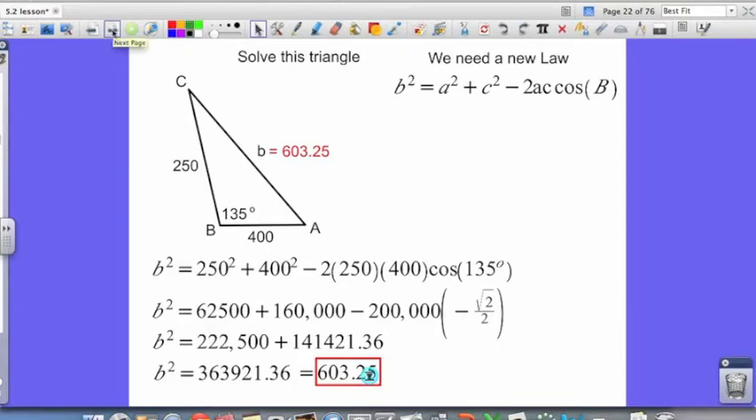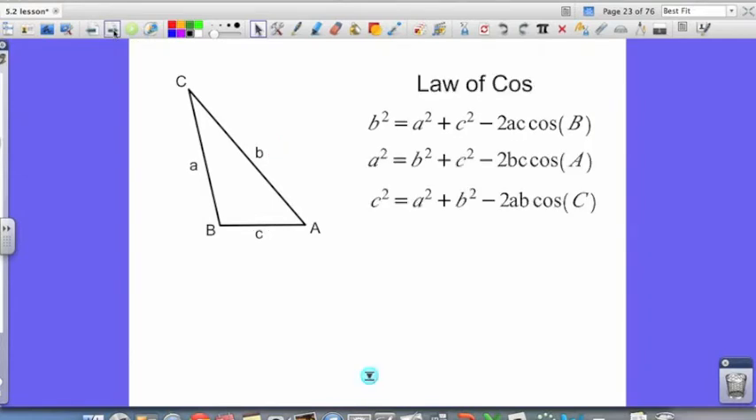And then from here you can use the law of sines to find one of the other angles, and then the triangle sum theorem to find the other angle, etc. So you may want to play around with that, check your answers with your neighbors. Otherwise, continue on with the video.